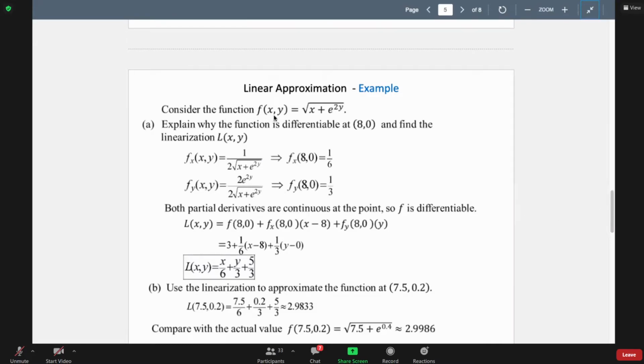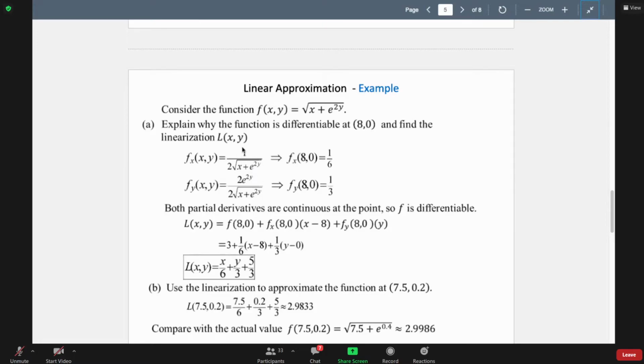So we have a function f of (x, y) equals square root of x plus e to the power 2y. There's no picture, this is of course some surface. And now, explain why the function is differentiable at (8, 0) and find the linearization. Well, let's compute the partial derivative with respect to x. It is 1 over 2 square root of x plus 2y.